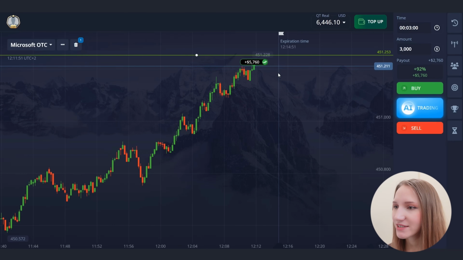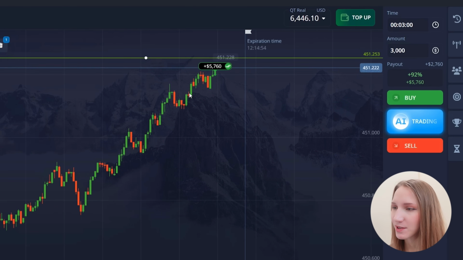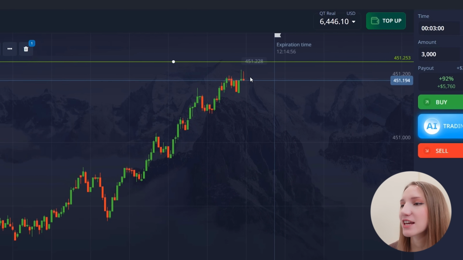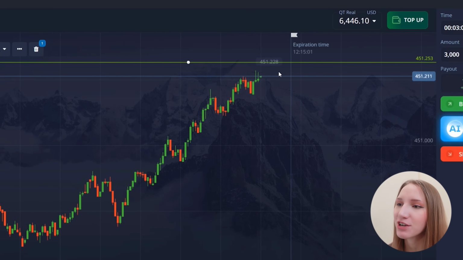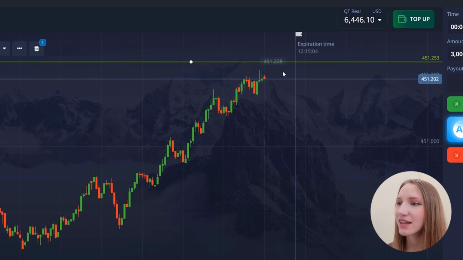So guys, it is very interesting because price really continues moving to the level and we got the profit here. So we've made money on this uptrend, and 3 minutes time were enough for that. Let's continue with another situation.